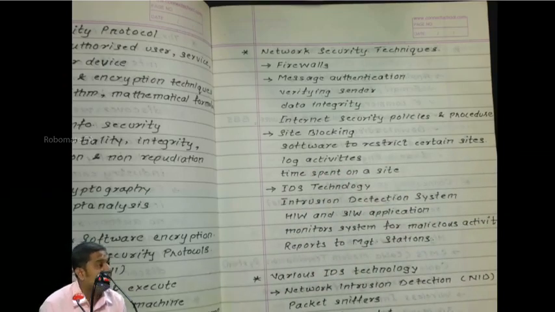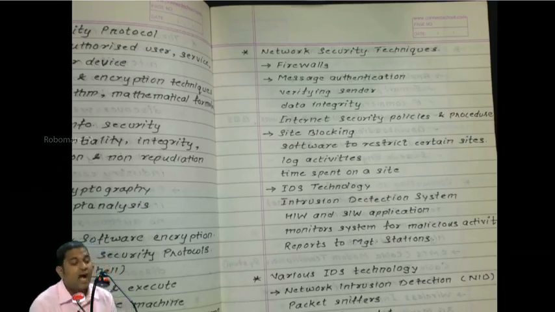What sites were accessed, and it also shows the time spent on that particular site. Each and every minute's report of every user, what site he accessed, for how much time he was on that particular site, all details go to the top level management. And that is a software, or that is a technique, called site blocking.